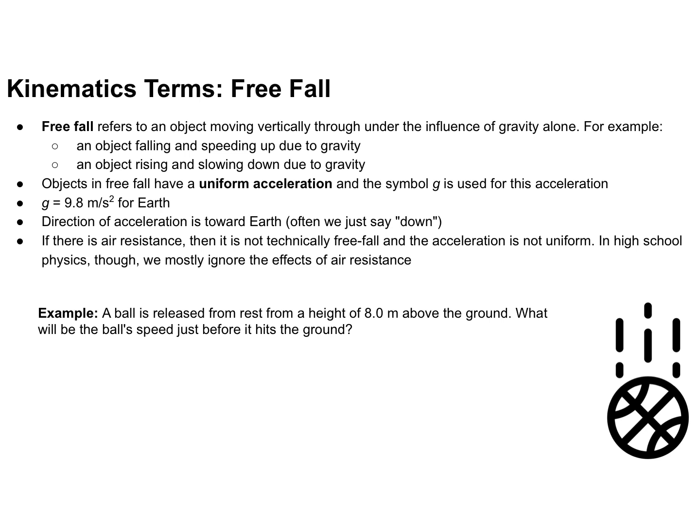Objects in free fall have uniform acceleration, and the symbol g is used for this acceleration. On Earth, g equals 9.8 meters per second squared. The direction of acceleration is towards the Earth. Often we just say down. If there's air resistance, then it's not technically a free fall, and acceleration is not uniform. In high school physics, we're mostly going to ignore the effects of air resistance.